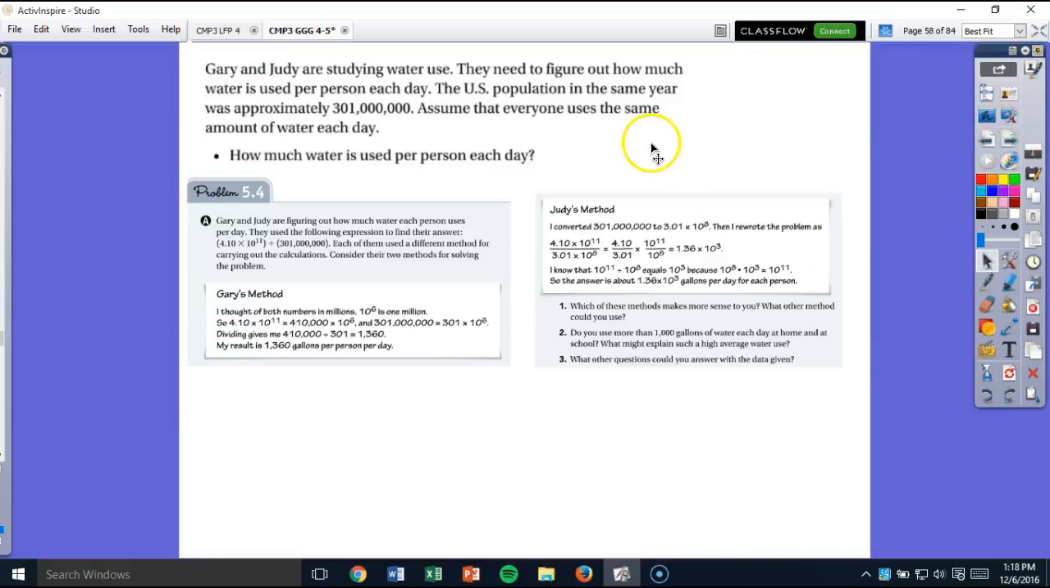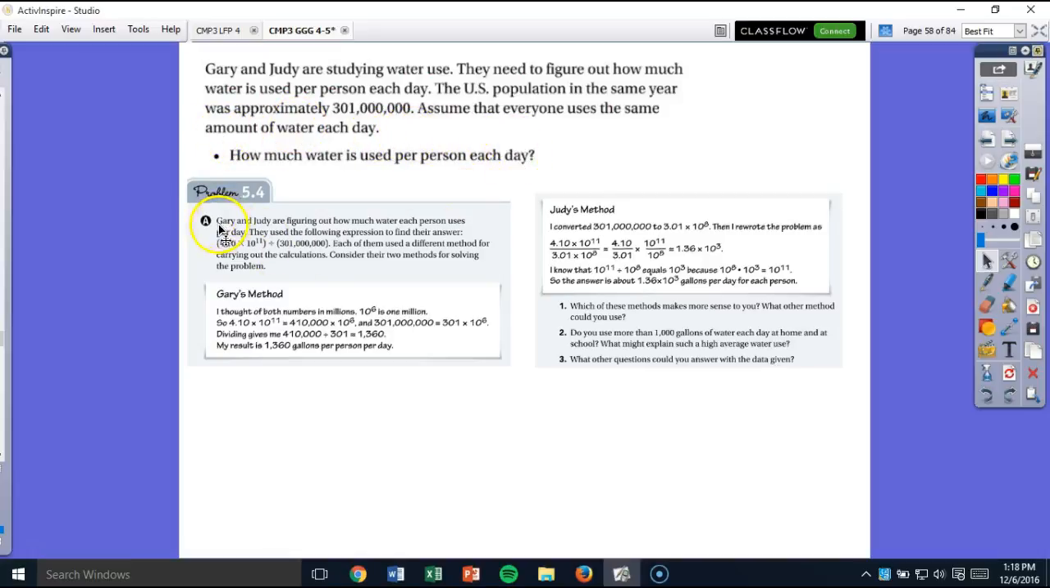So as we go on to page 85 and start to take a look at our problem for 5.4, it says Gary and Judy are studying water use, and they need to figure out how much water is used per person each day. The U.S. population in the same year was approximately 301 million people. Assume that everyone uses the same amount of water each day. How much water is used per person each day?